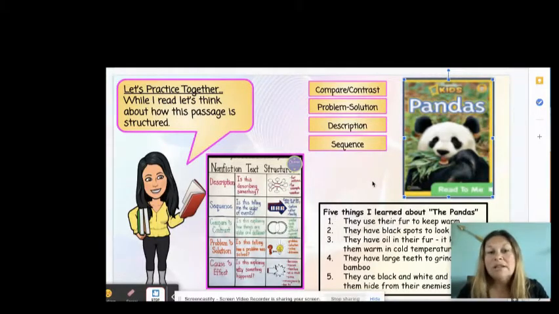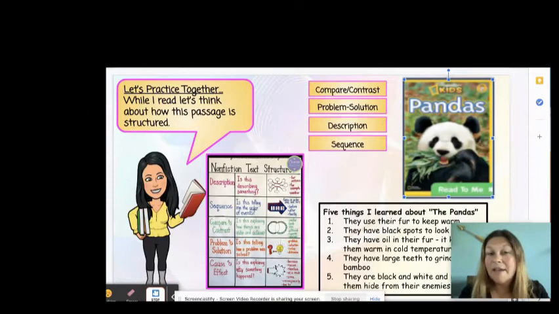Now, I've read the book before, and I hope you have too. 5 things that I've learned about pandas so far are that they use their fur to keep warm. They have black spots to look on. They have oil in their fur to keep them warm. And they have large teeth to grind bamboo. They also have black and white, which helps them hide from their enemies. Just wanted to share those facts before we moved on.